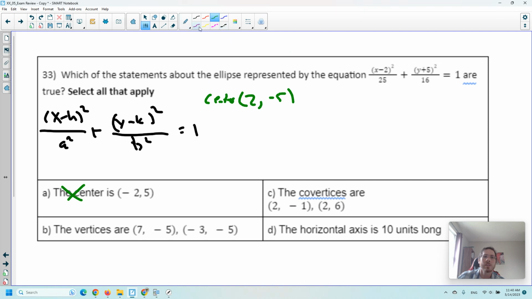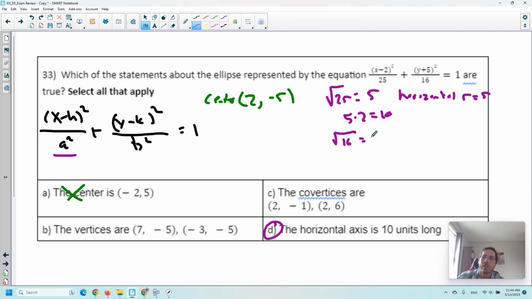So next we'll do the axes. So the horizontal axis, remember that's going to be a. So if I do square root of 25, that's 5. So the horizontal radius is 5. So the whole axis is going to be the diameter. So 5 times 2 equals 10. So horizontal axis is 10 units long, so that's good. If I want to find the vertical, square root of 16 is 4. So the vertical radius is 4. 4 times 2 would be 8. They did not ask about the vertical axis. Okay, well, that's all right. We could do that anyway.